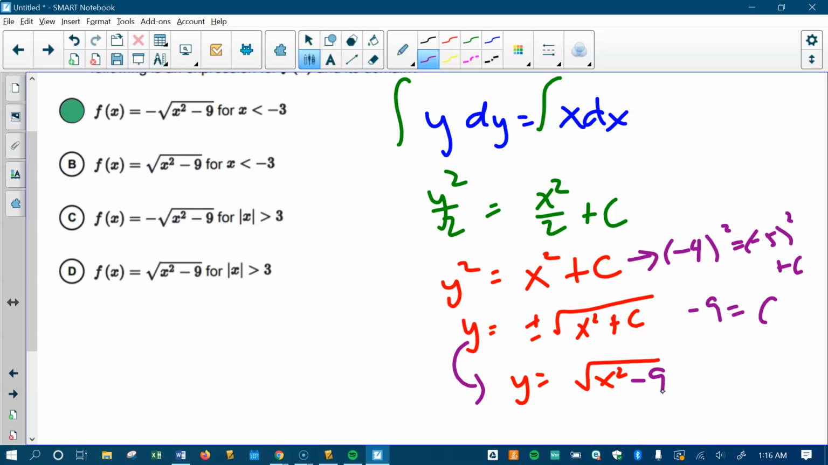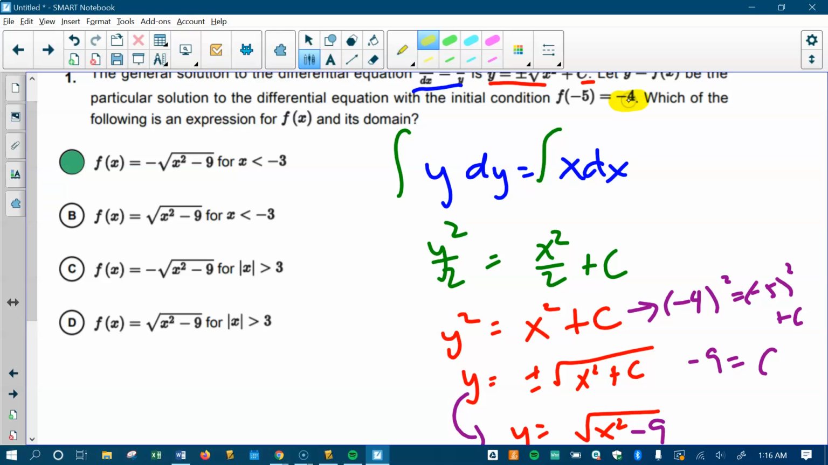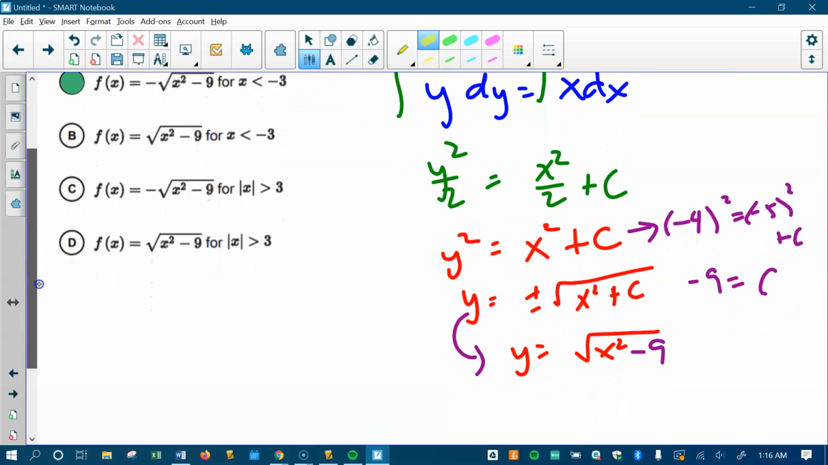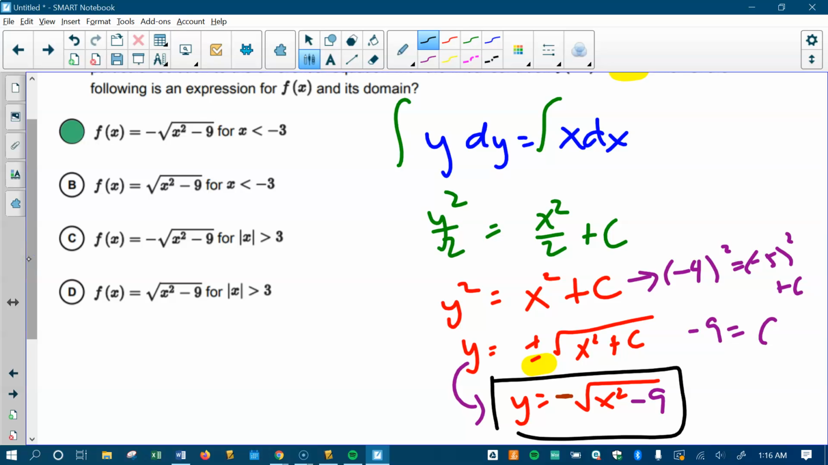Now, the plus or minus, the way I know that, and I think I mentioned it in the video before, is anytime you're given a y value, that y value needs to be negative when we evaluate. So my answer should be a negative root. Okay, so that's my answer. y equals negative square root of x squared minus 9. If I look at my options here, it can only be C or A.